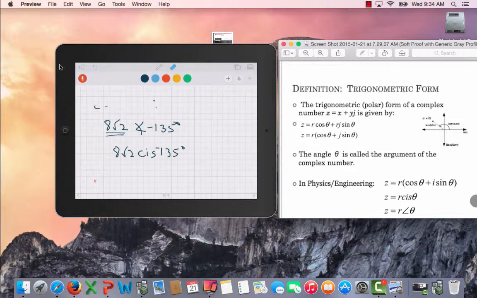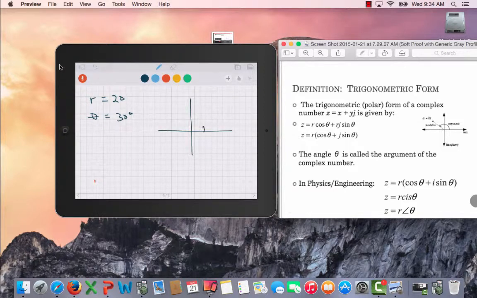What if I gave you just the length of the vector or the complex number? So if I told you that the length of the complex number, the R value, was 20, and then I told you that the angle was 30 degrees. If you were to draw that, you would have to do a 30-degree angle, and then you would have to come out 20.